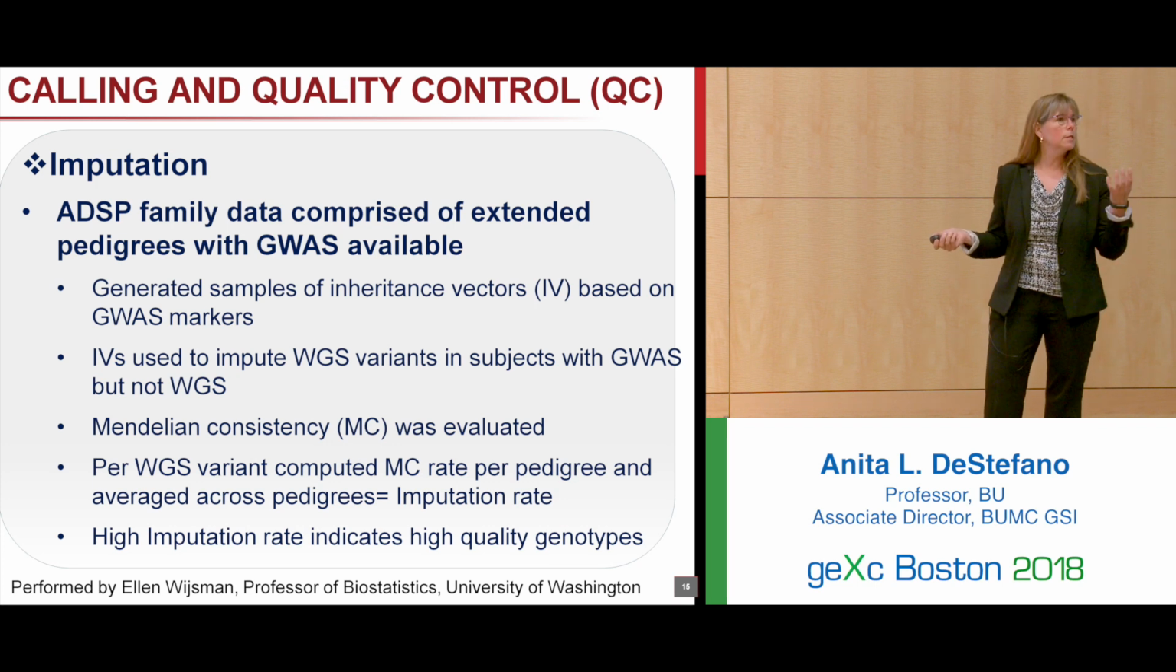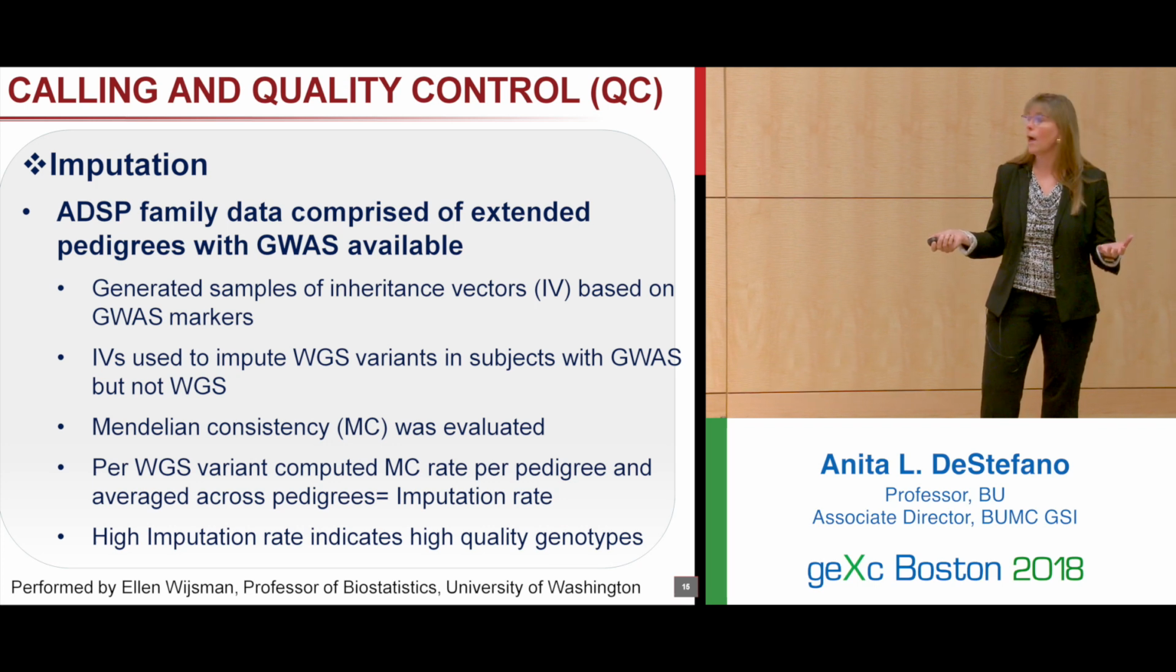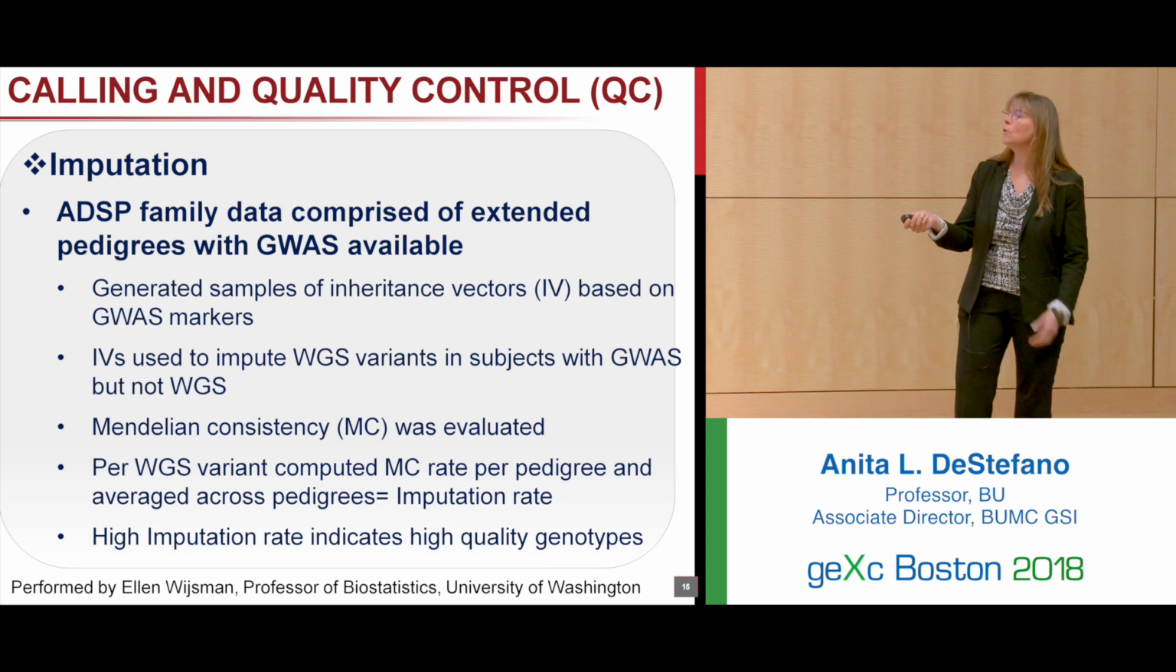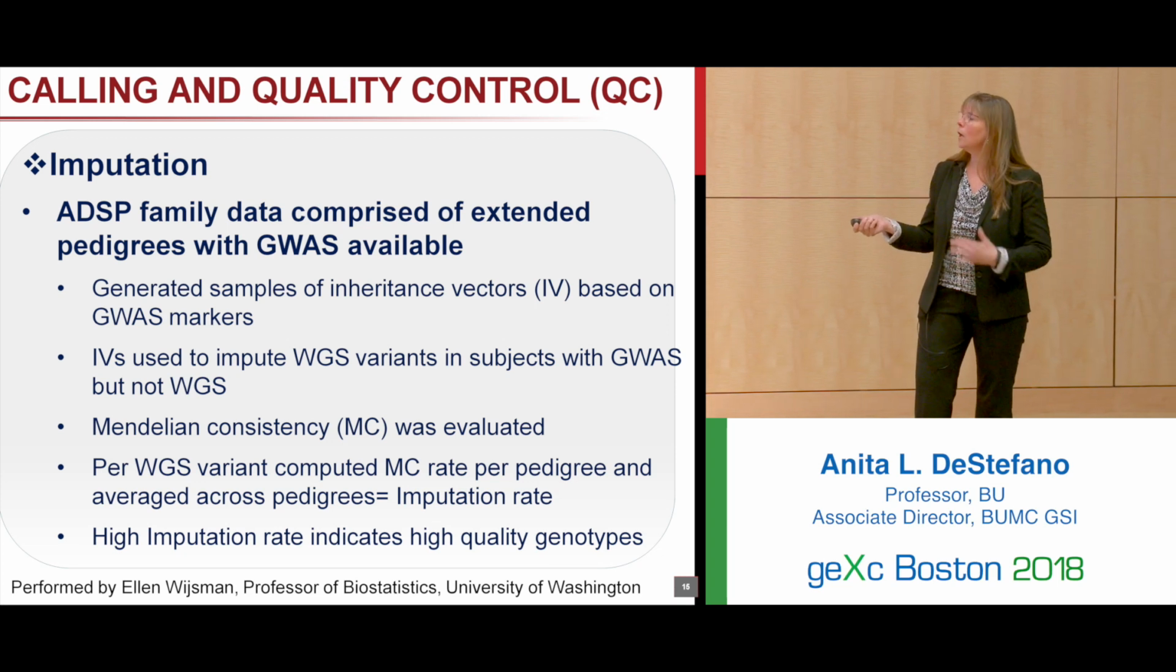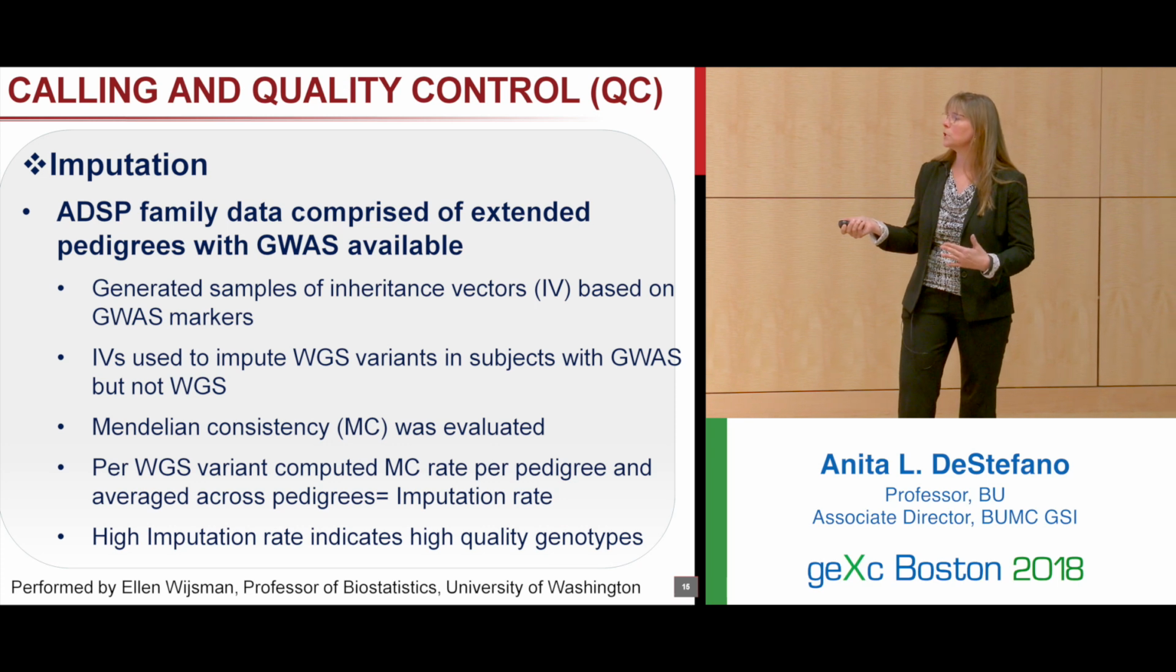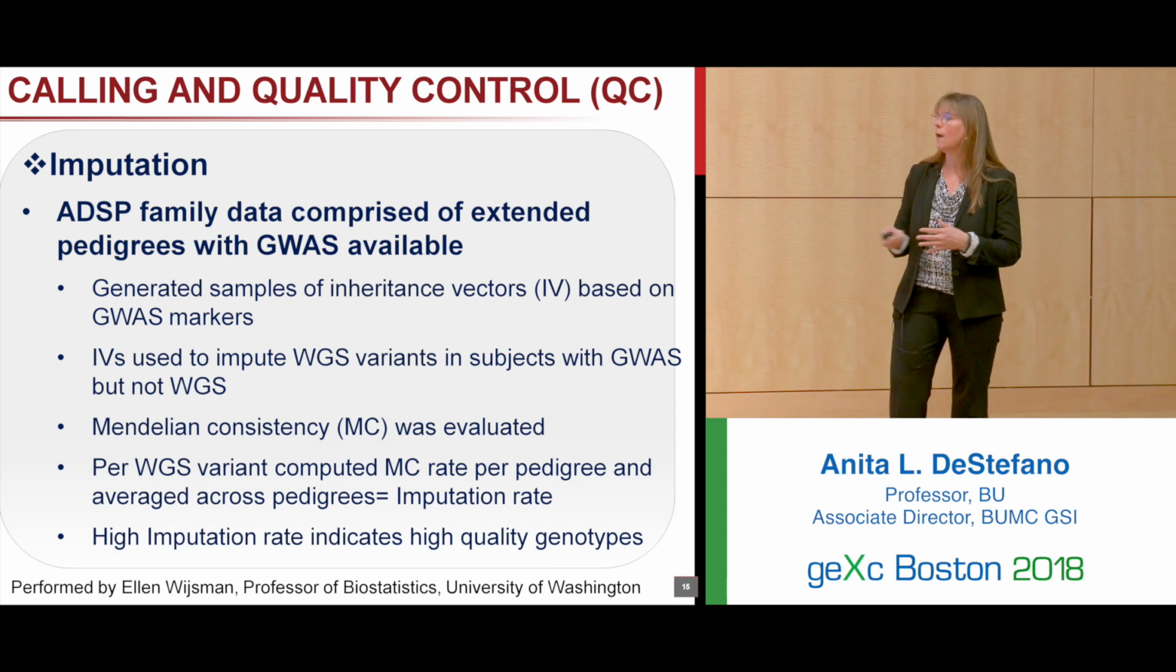And then the Mendelian consistency was evaluated. For each whole genome sequence variant, the Mendelian consistency rate was computed per pedigree and then averaged across all of the pedigrees. And that's something that is called, in this scenario, an imputation rate. A high imputation rate matches up with high Mendelian consistency and is taken as evidence of high quality genotypes.